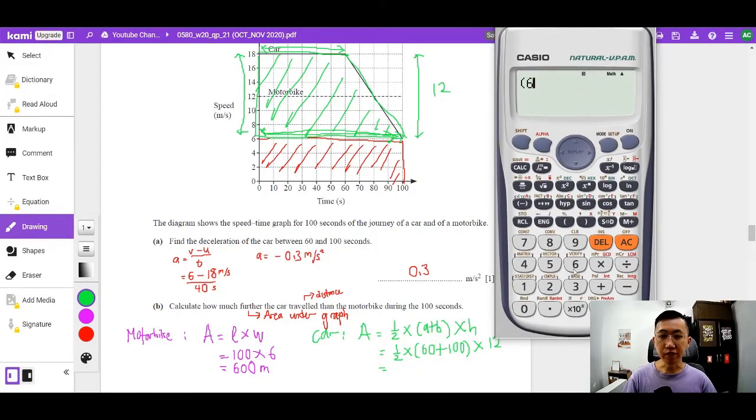Do the bracket first. So 60 plus 100, multiply with half and multiply with 12. So we get 960 meter.